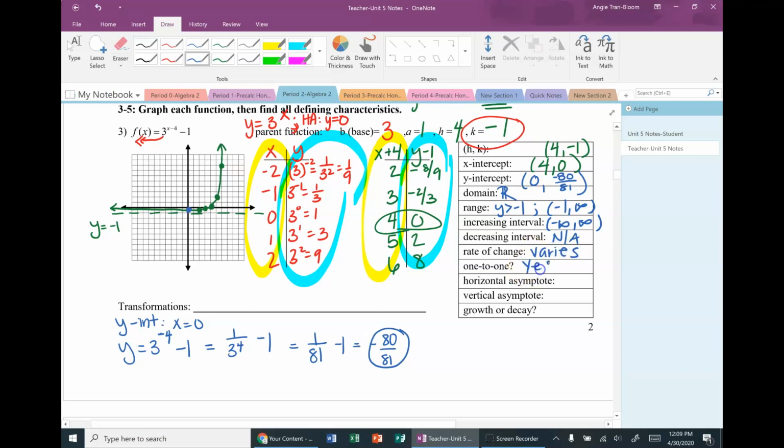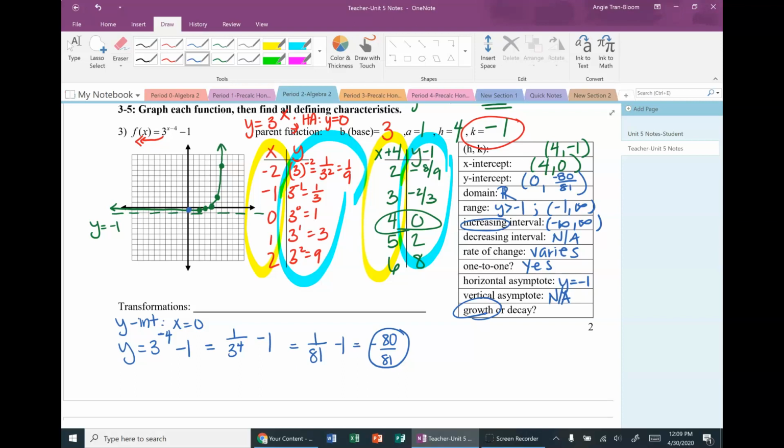It is definitely a 1-to-1. We talk about having a horizontal asymptote y equals -1. We do not have any vertical asymptote because it's increasing, it is growth. Okay? So that's example 3 with the base of 3. Now let's go on to the next.